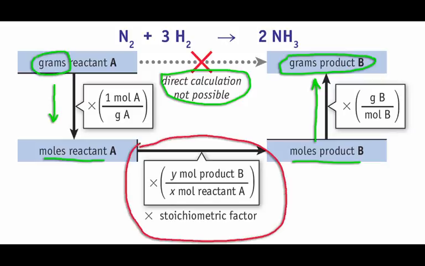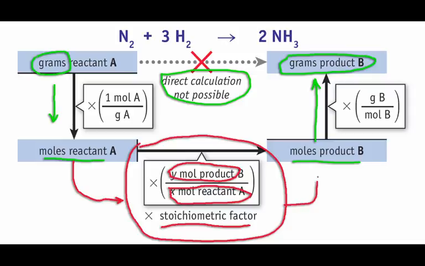The really important step in this calculation is the one here in the center of the diagram. That's where we use the stoichiometric factor in our calculations. The stoichiometric factor always takes the moles of reactant, multiplies it by the moles of product that are formed in the balanced chemical equation, divided by the number of moles of reactant that are used in the balanced equation, and that gives us the moles of product from which we can derive the mass of product.